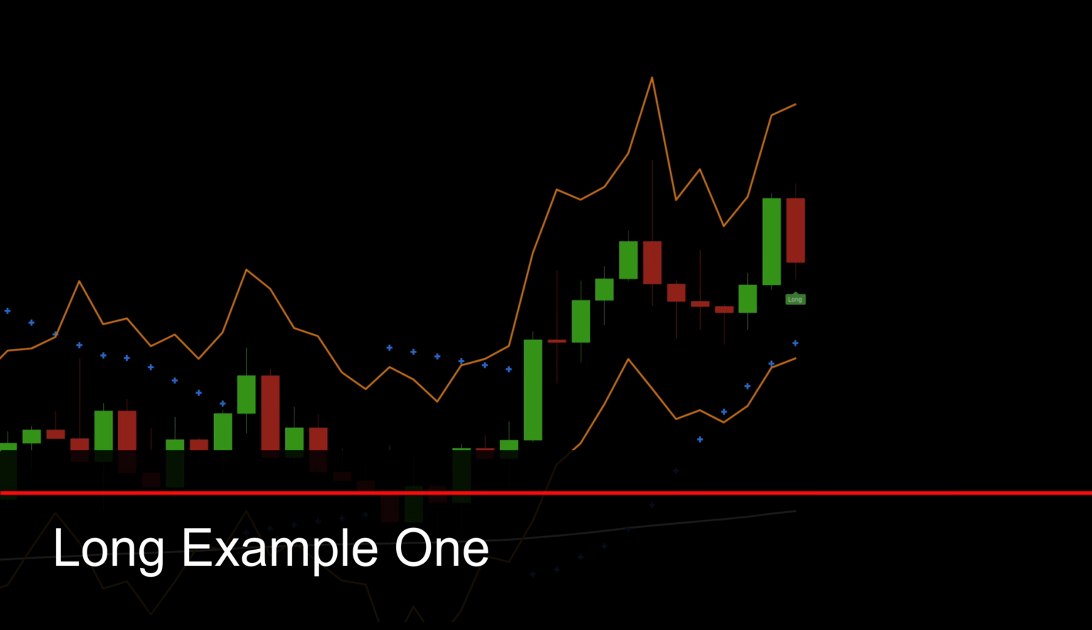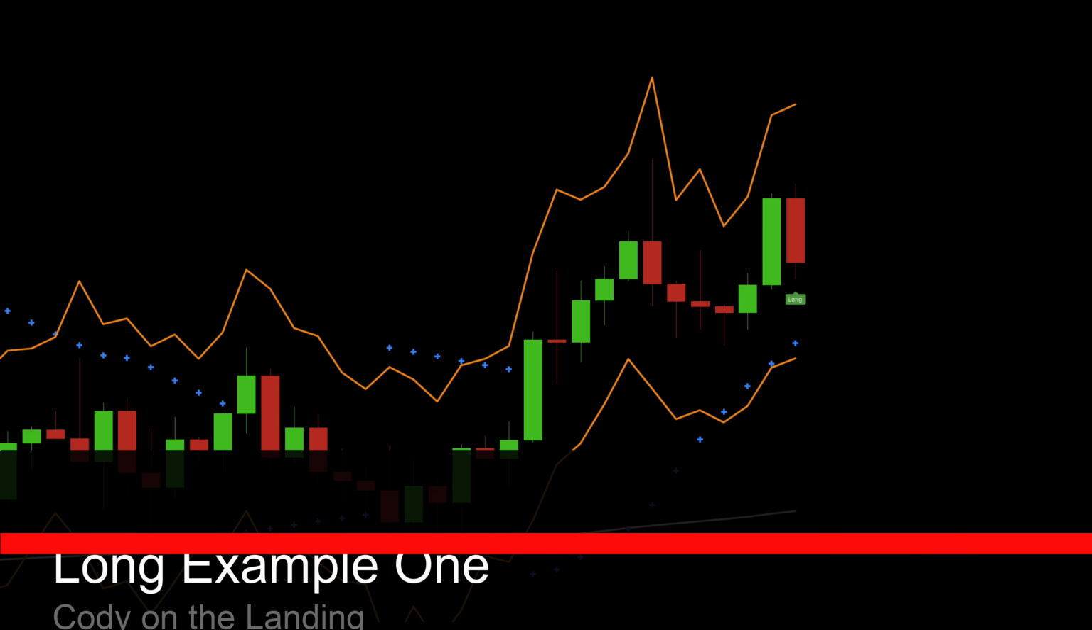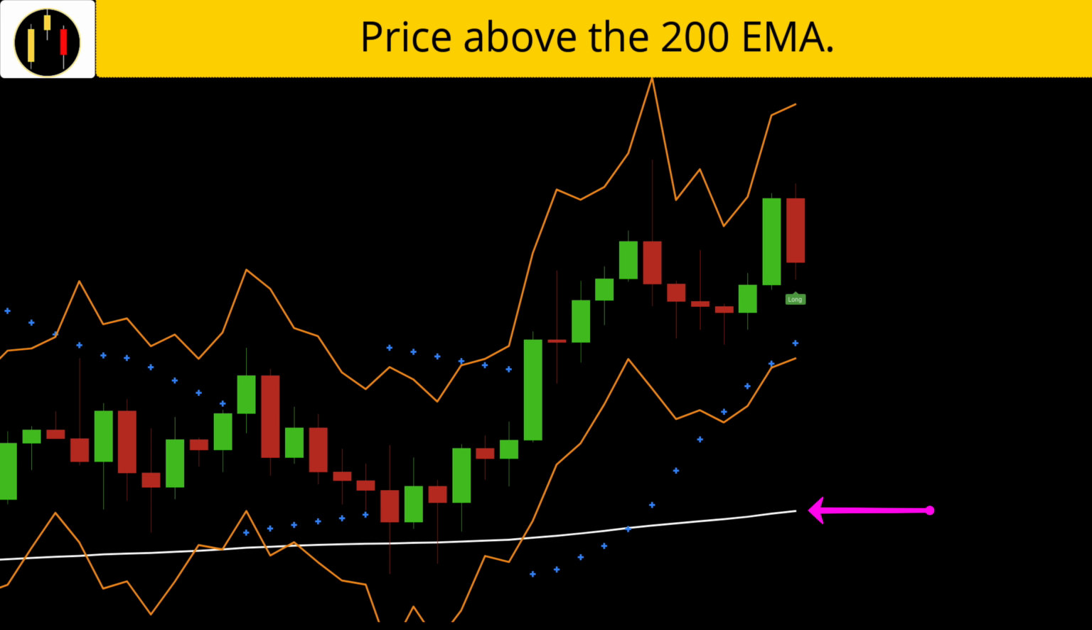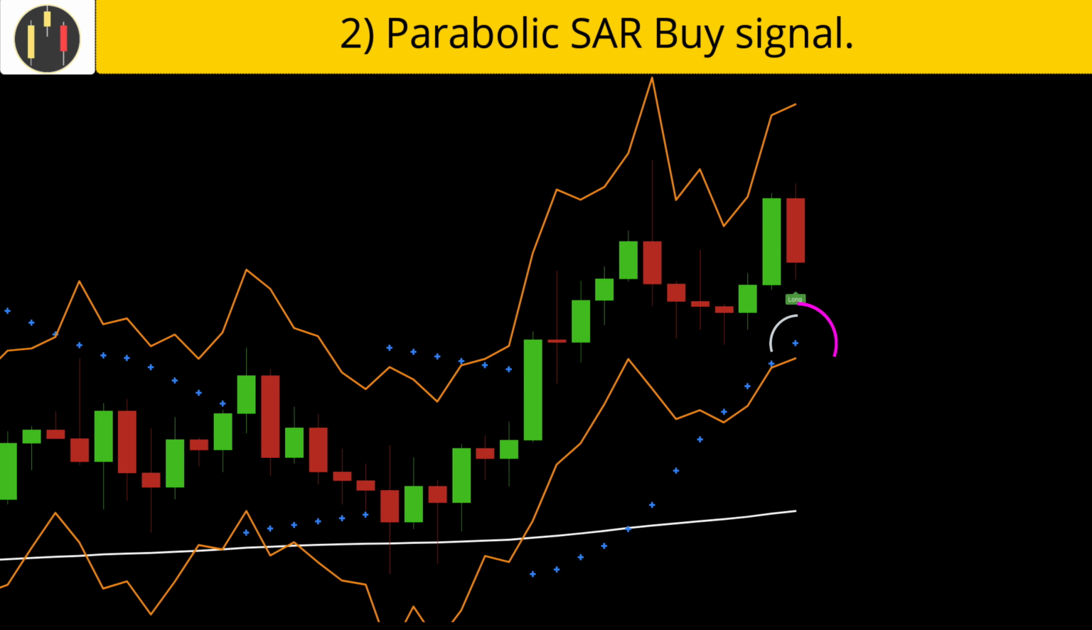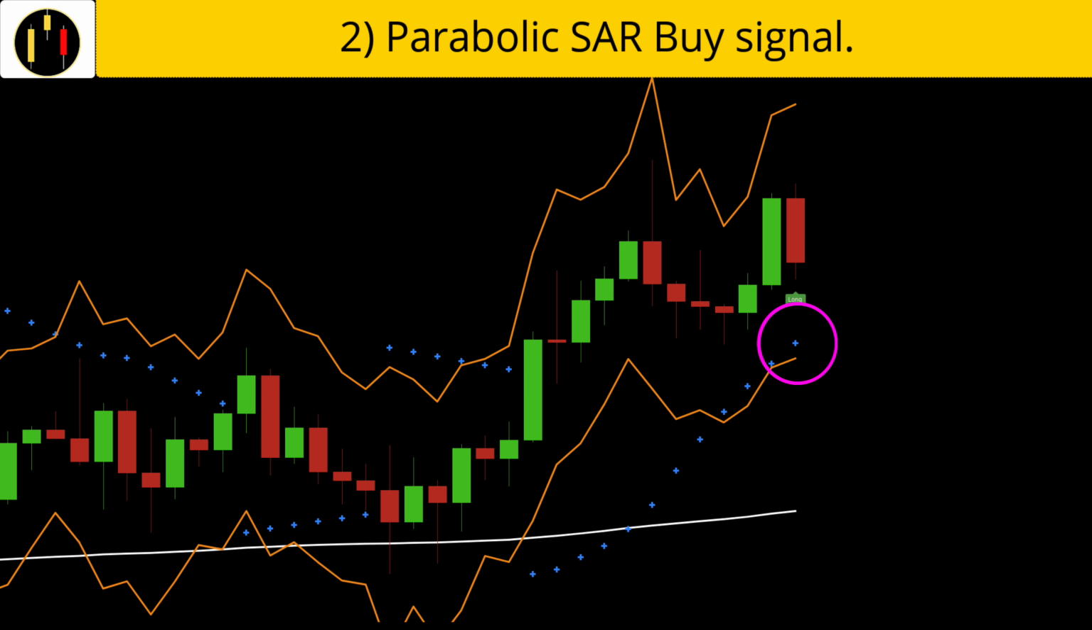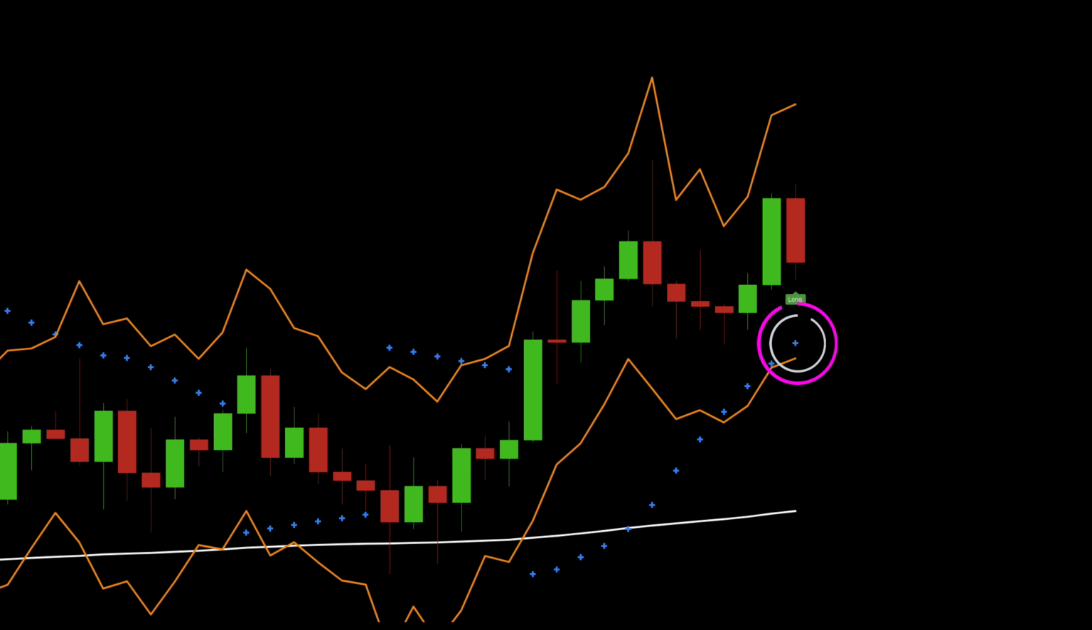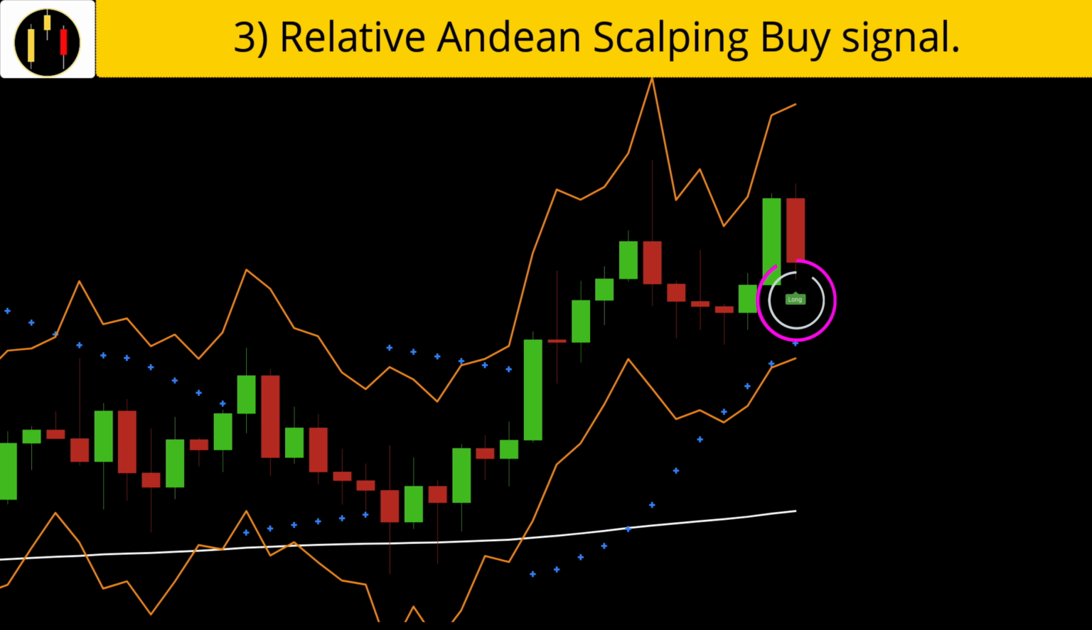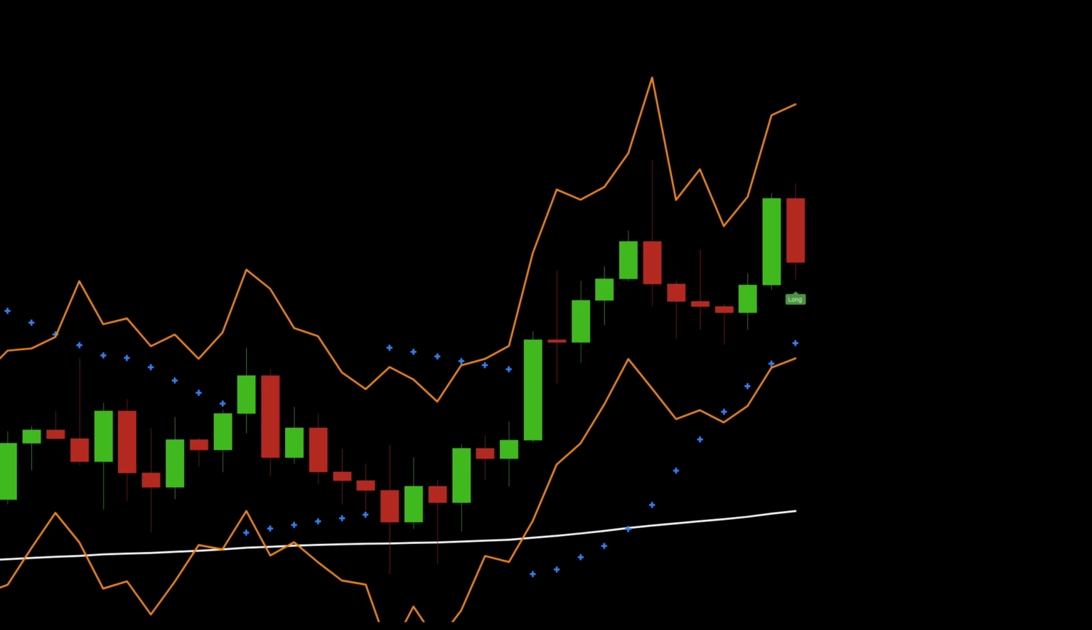The rules to enter a long for Cody on the Landing are: first, price must be above the 200 EMA in white. Second, there must be a Parabolic SAR buy signal present. Finally, we are looking for a Relative Andean Scalping long signal. Our rules are met when this candle closes. That is our trigger candle.